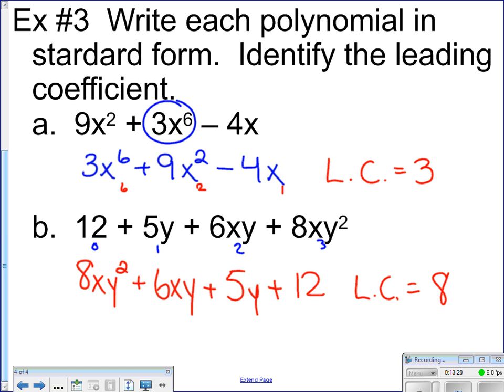So standard form has the biggest exponent first, going down smaller as we go, with the leading coefficient being the first number. All right, this finishes up 7.4, the introduction to polynomials.